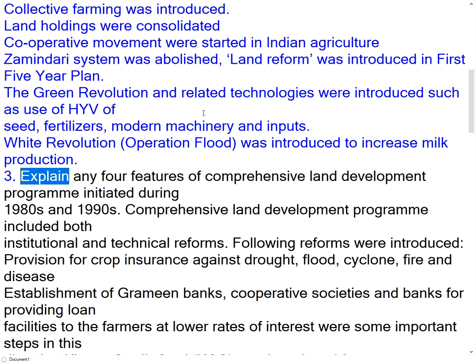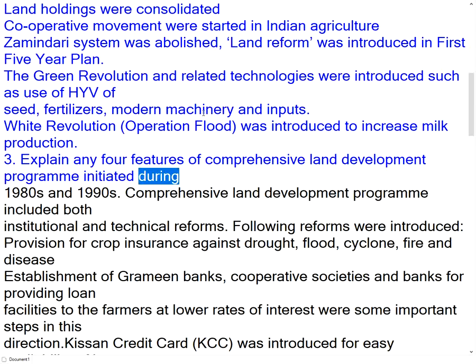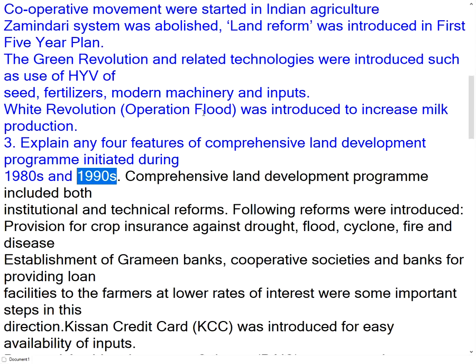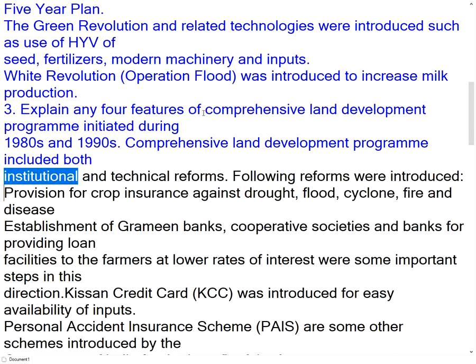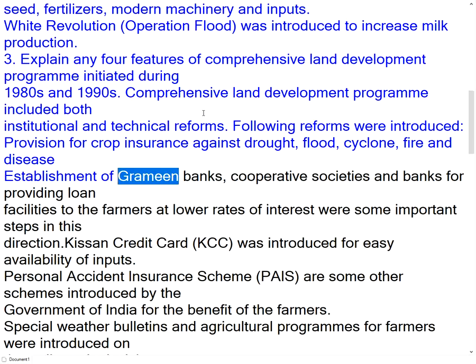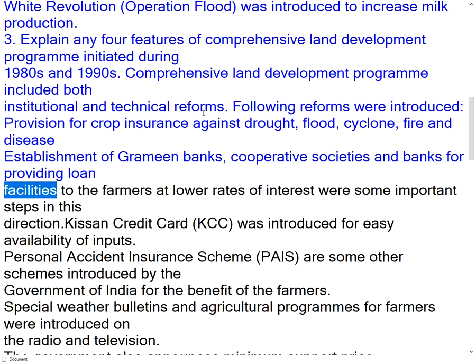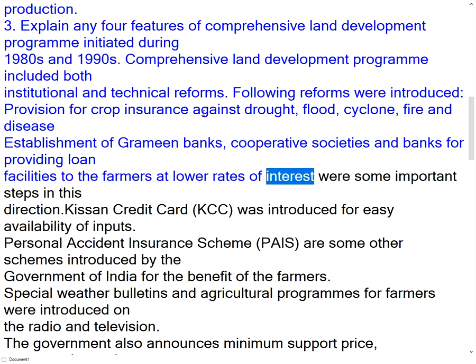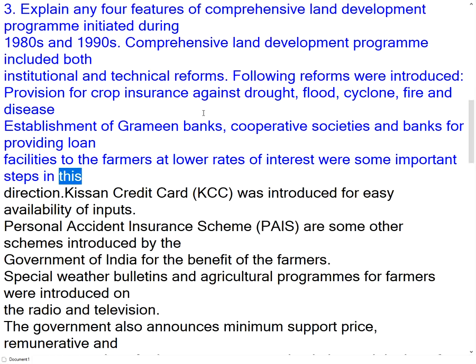3. Explain any 4 features of the comprehensive land development program initiated during the 1980s and 1990s. The comprehensive land development program included both institutional and technical reforms. The following reforms were introduced: provision for crop insurance against drought, flood, cyclone, fire, and disease. Establishment of Grameen banks, cooperative societies, and banks for providing loan facilities to the farmers at lower rates of interest were some important steps in this direction.